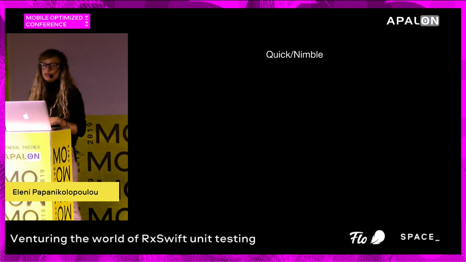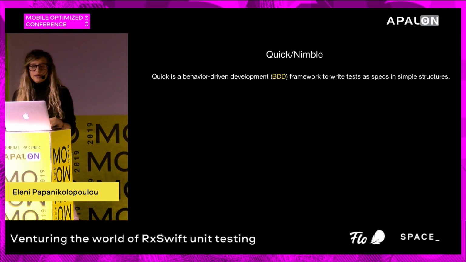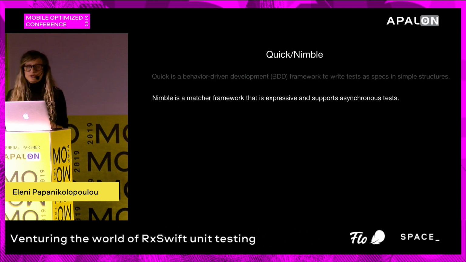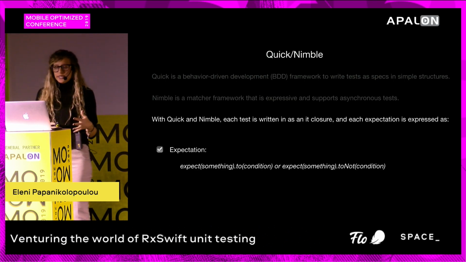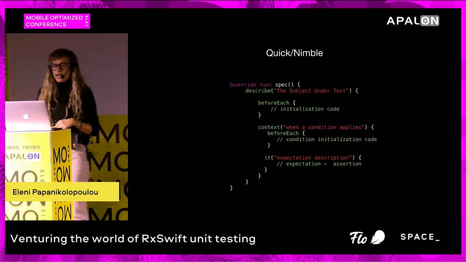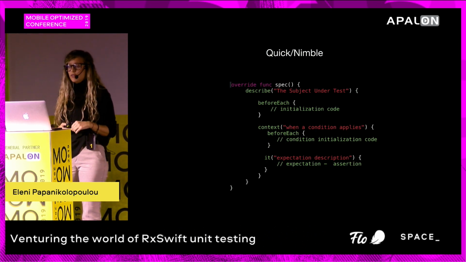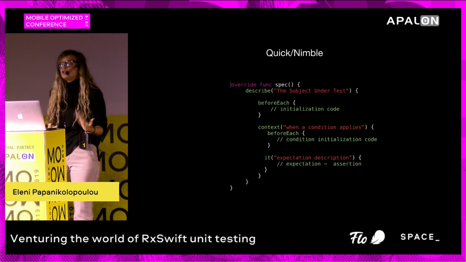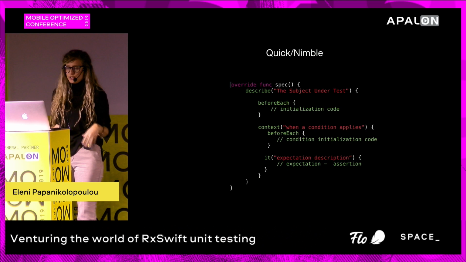For our tests, we're going to use Quick and Nimble. Quick is a behavior-driven framework in which the tests are written as simple structures, and it uses Nimble as a mature matcher framework. With Quick and Nimble, an expectation is written as expect something to happen or expect something to not happen. And this is how a test class looks like with Quick and Nimble. In the beforeEach closure, we have all the initialization code. And then inside the context, we specify a condition that we want to apply. And inside the it closure, we have the expectation or the assertion.